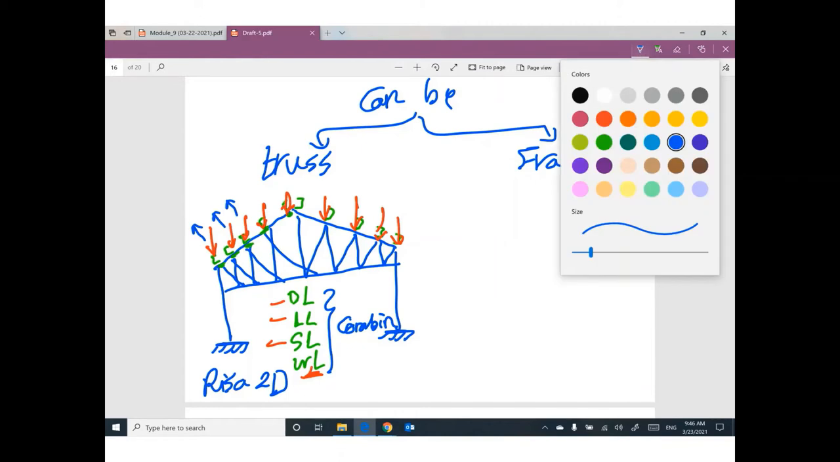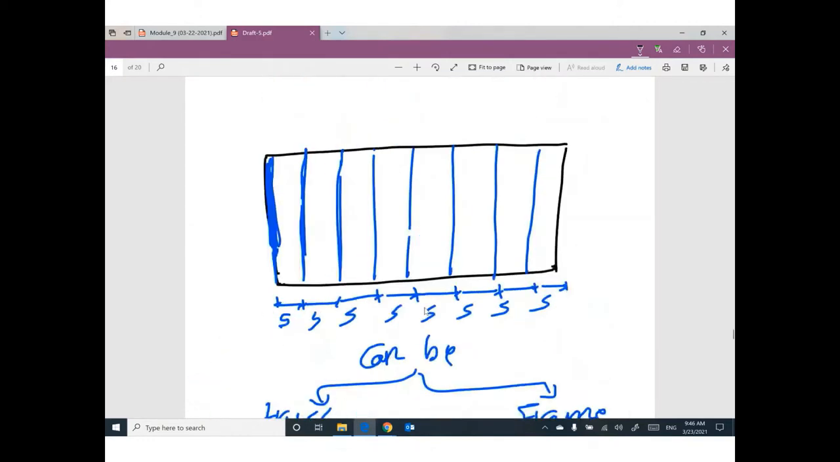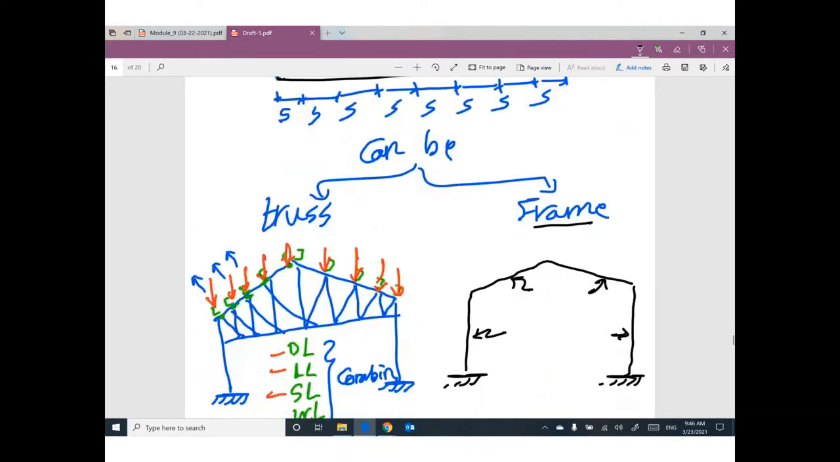Sometimes we don't like this truss, we would like frames. This frame looks like this, very simple. Fixed or hinged. This member is a vertical member. This one is a sloped member and is the same here and the same there. That's all. So sometimes your main system, which is repeated every spacing S, can be frame.